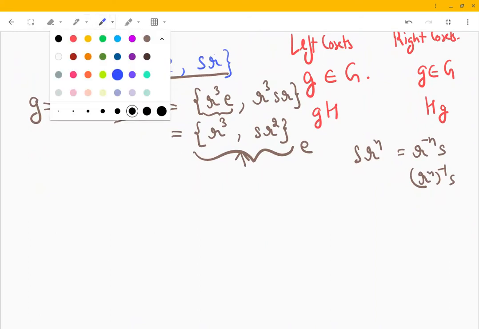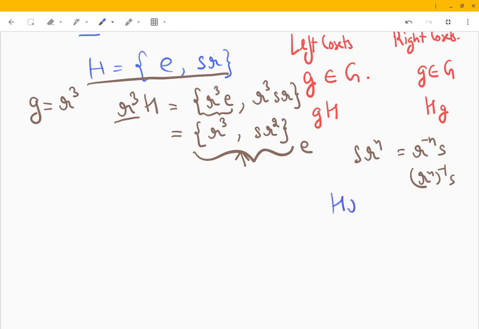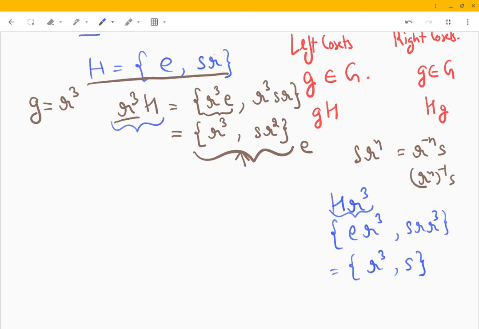Okay, let's find H R cube. So this should be E R cube and SR R cube, and this gives us R cube, and here SR4. R4 is identity, so it is just S. Yeah, see, this is the left coset for R cube, and this is the right coset for R cube. And we can clearly see that these are not equal, right?